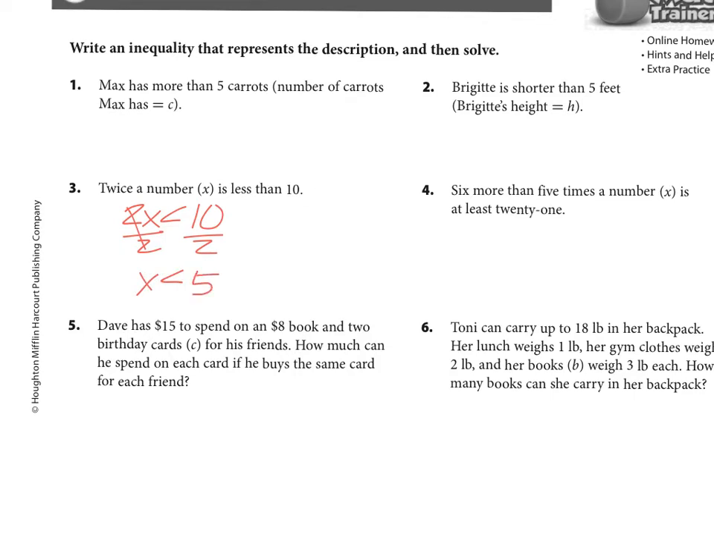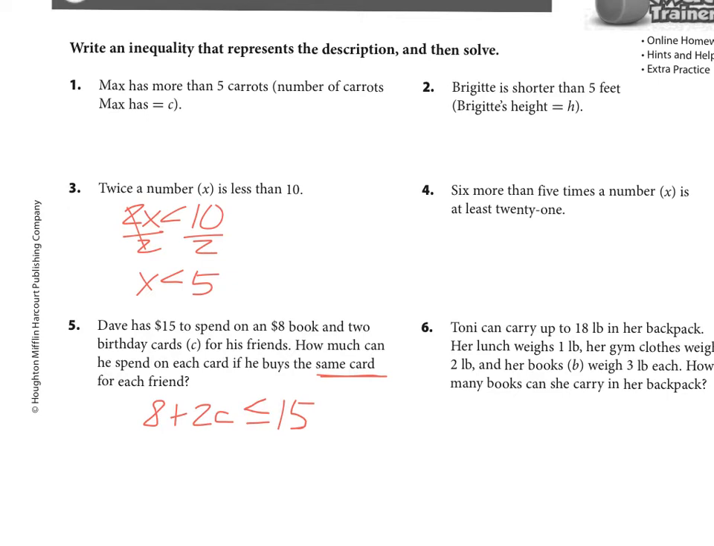Okay, what about a word problem? Let's go to number 5 here. Dave has $15 to spend on an $8 book and 2 birthday cards C for his friends. How much can he spend on each card if he buys the same card for each friend? So in other words, I'm going to spend $8 plus 2 times C, the 2 cards, and I have $15 to spend. Therefore, it must be less than or equal to 15. I can't spend more than 15, but I can spend exactly 15 since I have $15 to spend.